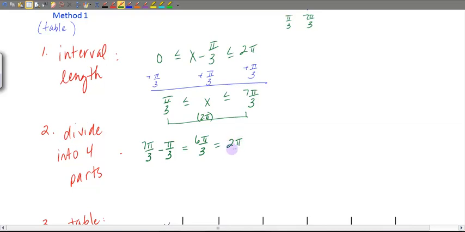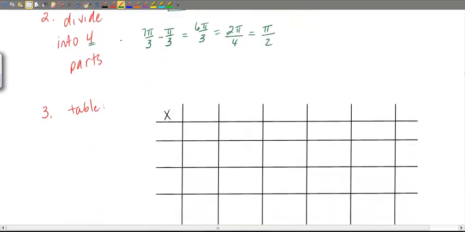Because I'm dividing it into fourths, we divide by 4 here, and we figure out that each fourth is 2 pi over 4, which reduces to pi over 2. So each part of my interval is going to increment by pi over 2. That's what we just determined. So we're going to come down here and make our table. Remember, the table comes from the x values of my interval length. That's what we're really creating.